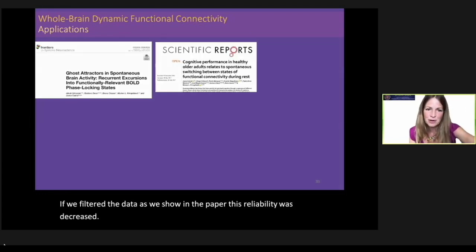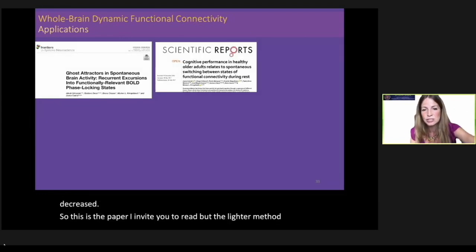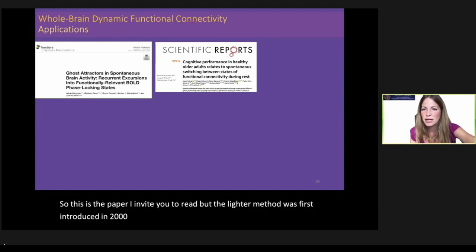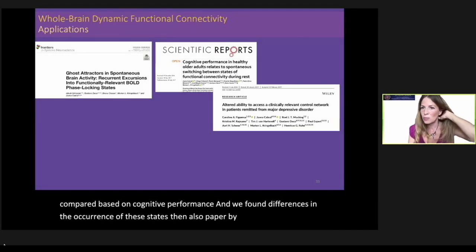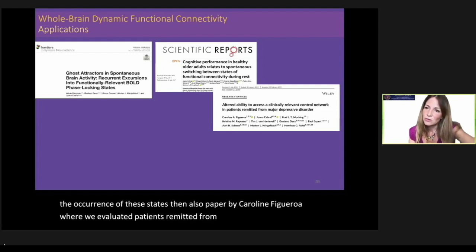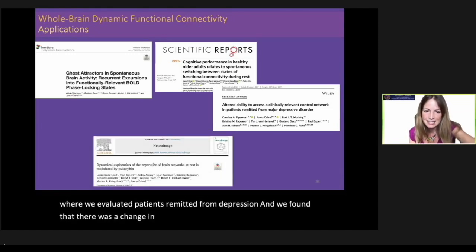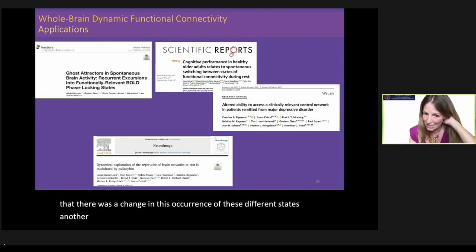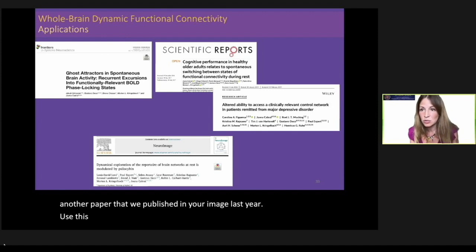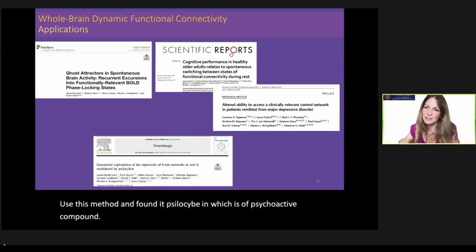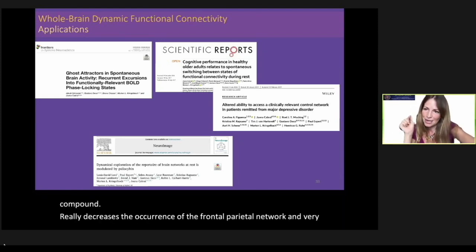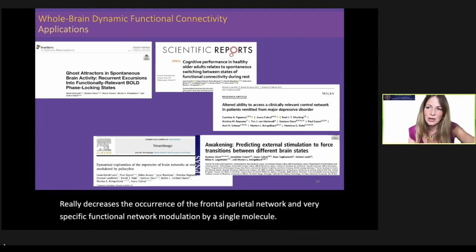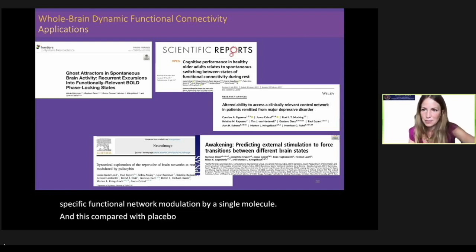This is the paper I invite you to read, but the LEiDA method was first introduced in 2017 in a data set where healthy older adults were compared based on cognitive performance, and we found differences in the occurrence of these states. Then also a paper by Caroline Figueroa, where we evaluated patients remitted from depression, and we found a change in the occurrence of these different states. Another paper that we published in NeuroImage last year used this method and found that psilocybin, which is a psychoactive compound, really decreases the occurrence of the frontoparietal network, a very specific functional network modulation by a single molecule. And this was compared with placebo controls, in a double-blind experiment.